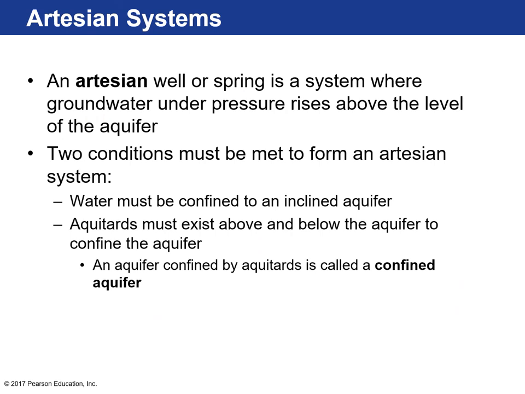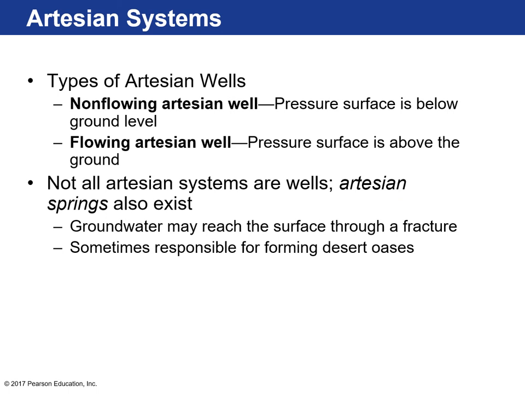Artesian systems are wells where groundwater is under pressure and rises above the aquifer, and there's two types. In order to be an artesian system, it must be a confined aquifer and also inclined, meaning that the recharge area is at a higher elevation. There are two types: a non-flowing and a flowing artesian well.